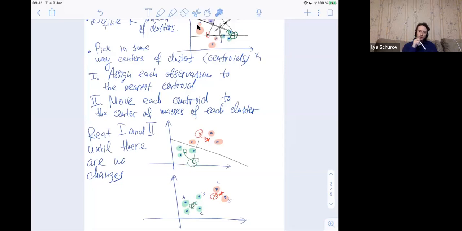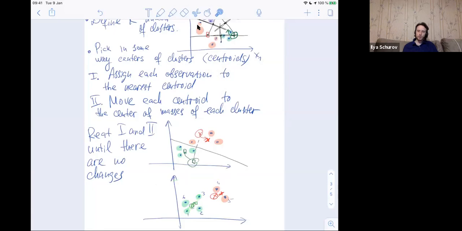Randomization of initial places of clustering is usually done in the way that you just do it a lot of times, but you choose the best clustering according to these distances.